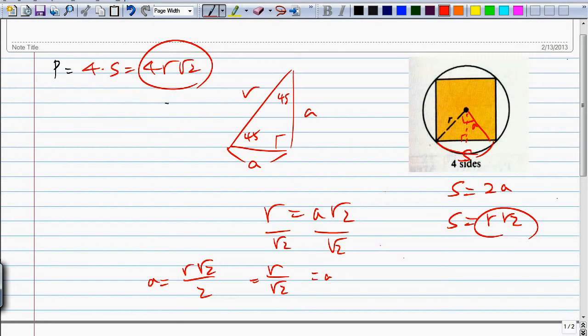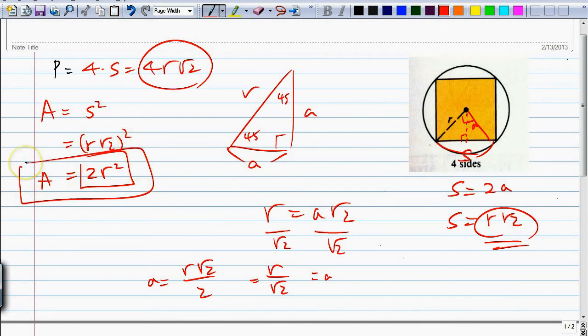Easy enough? Okay, of course, if you know the side, area is easy because it's side squared, so it's going to be R rad 2 squared. What would that give you guys? 2R squared. Yeah, 2R squared. Okay, how many people got the area as 2R squared? Okay, any question? Does this make sense? So this is a nice review of what we learned last time, correct?